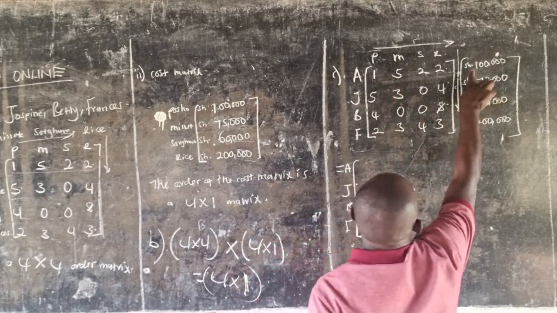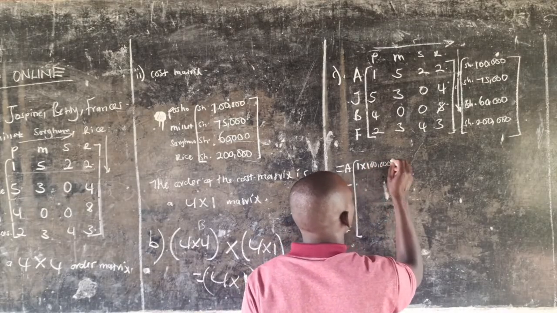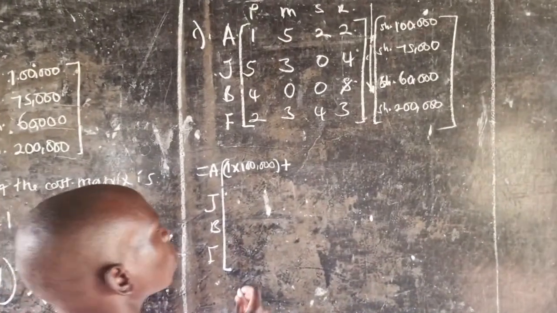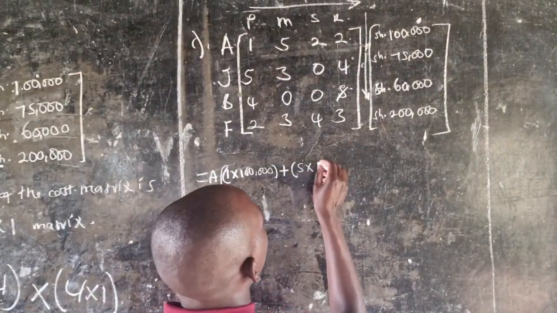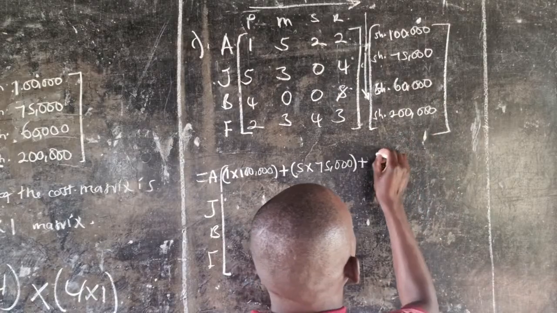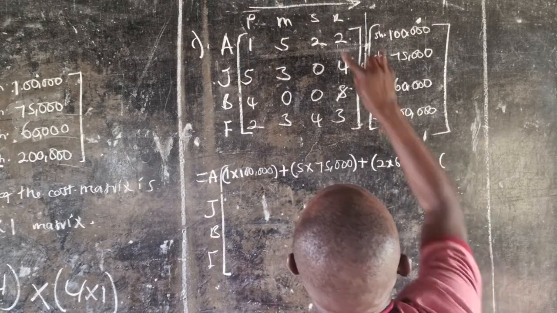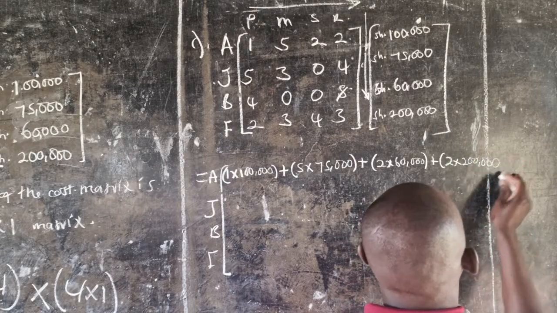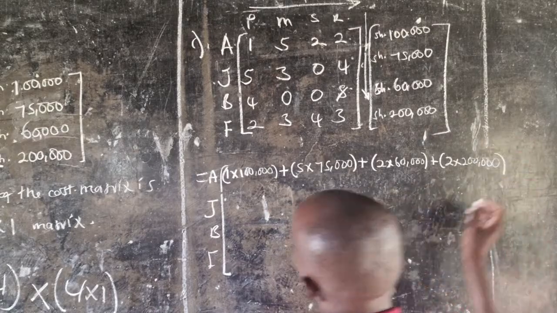Now, 1 times this, I can actually show that it is 1 times 100,000 for the purposes of understanding here. Plus, whenever you multiply, please endeavor to put a small bracket to minimize or totally avoid mistakes. So plus 5 times 75,000, then plus 2 times 60,000, then lastly plus 2 times 200,000, like that. So this is only on Arayo.